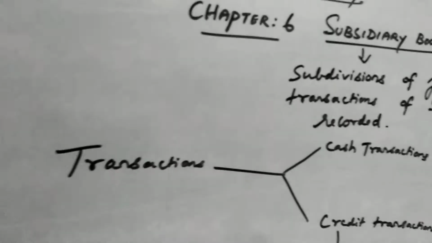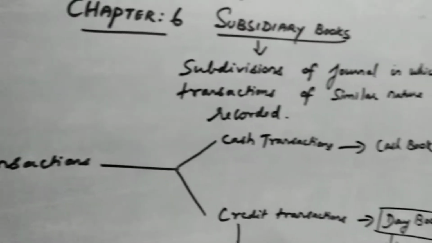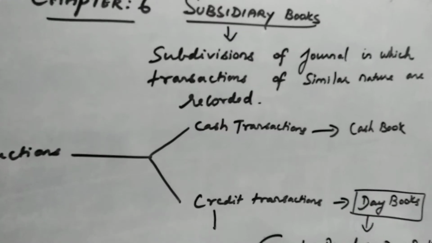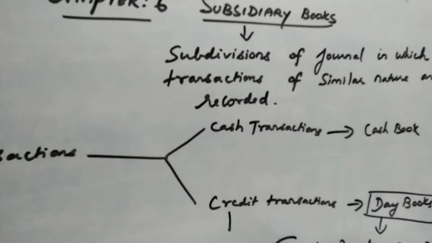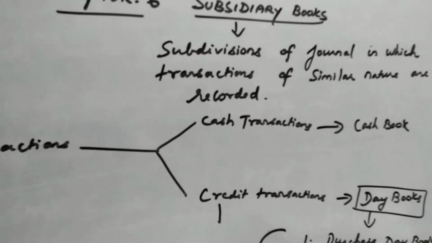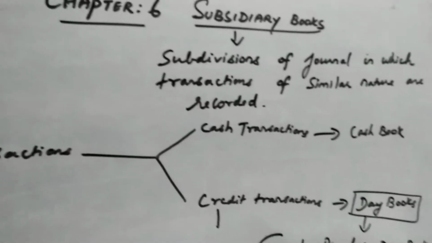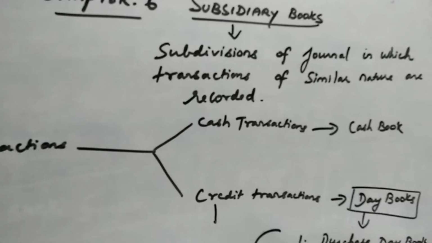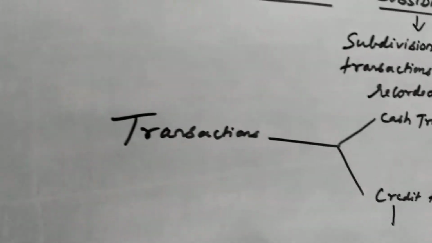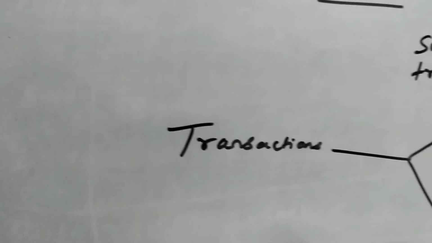So when we talk about the subsidiary book, it is a subdivision of journal in which transactions of similar nature are recorded. Subsidiary books are nothing but similar to a journal. It is not actually a journal, but it is a subdivision of journal in which transactions of similar nature are recorded. So what is a transaction? Any financial activity which results in the transfer of money or money's worth, you call it as a transaction.